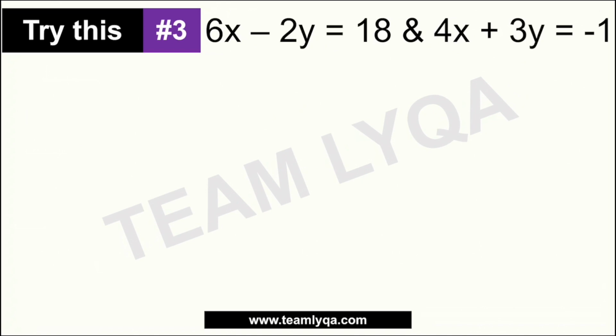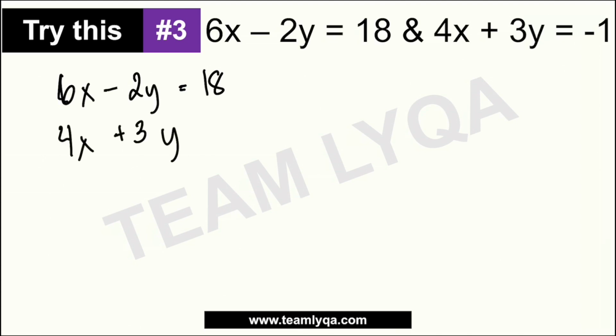Ito yung pinaka-tricky sa lahat kasi hindi madaling i-figure out kung saan ka magsisimula kasi magkakaiba na yung mga numbers. Kailangan natin gumamit ng LCM or least common multiple. Ipipila muna natin para mas visual. 6x minus 2y is equal to 18. Tapos yung 4x plus 3y is equal to negative 1.